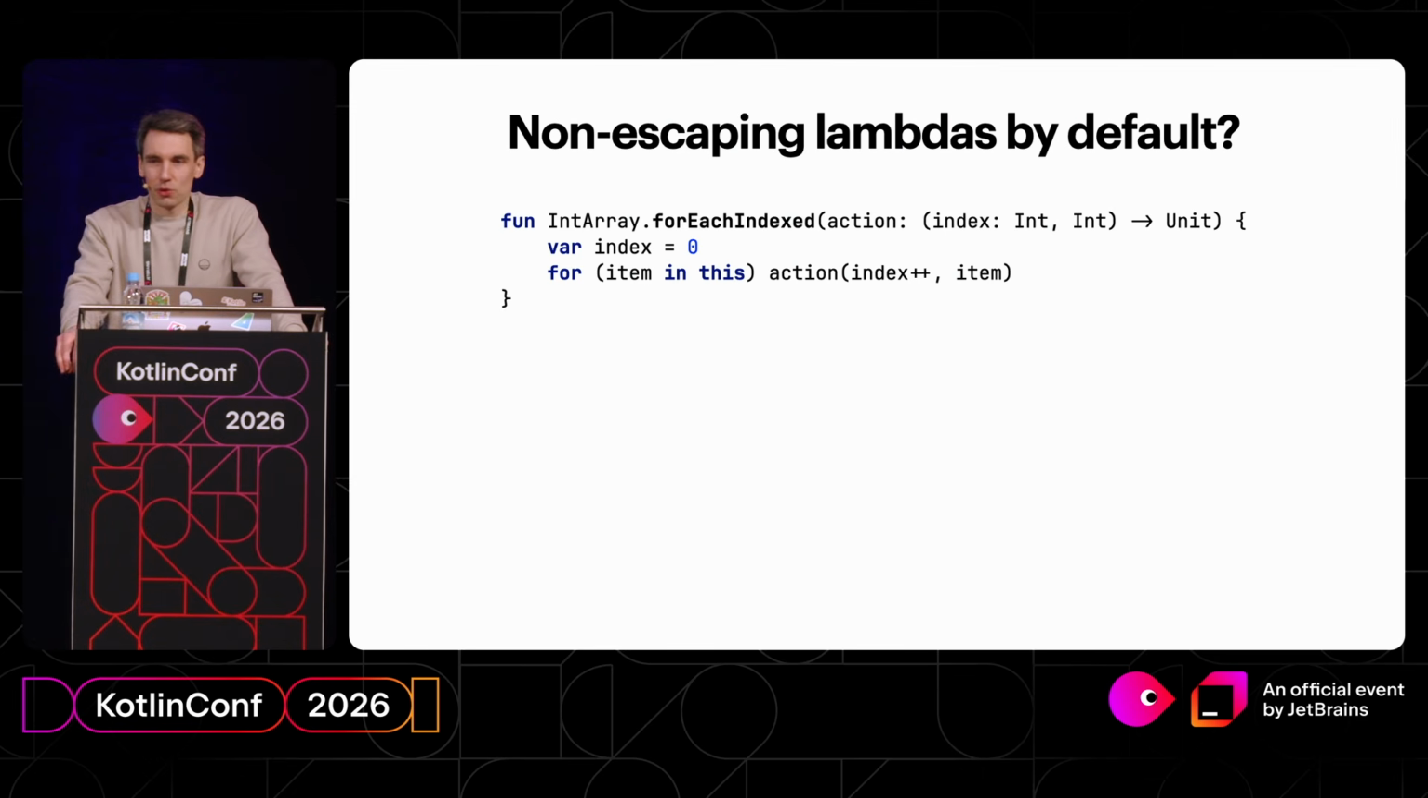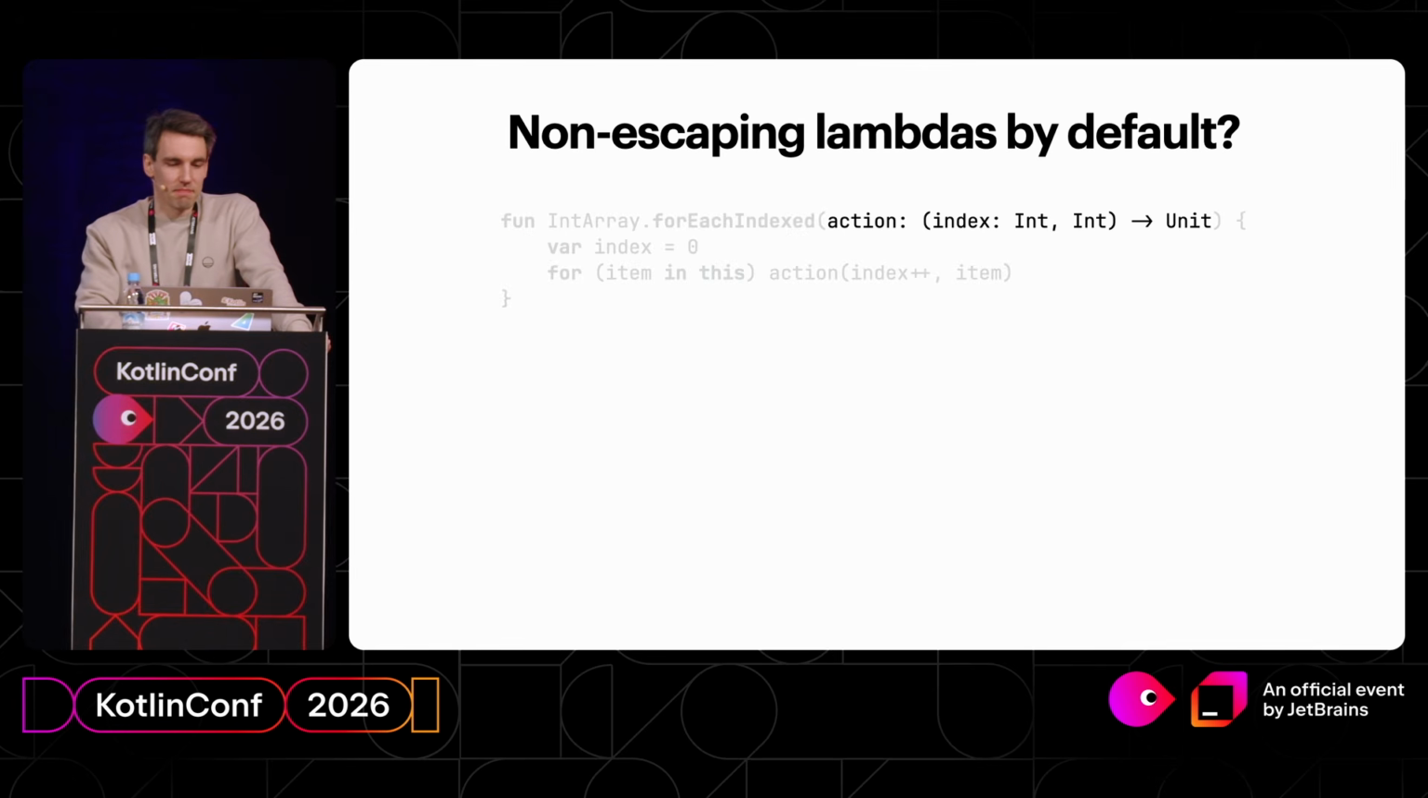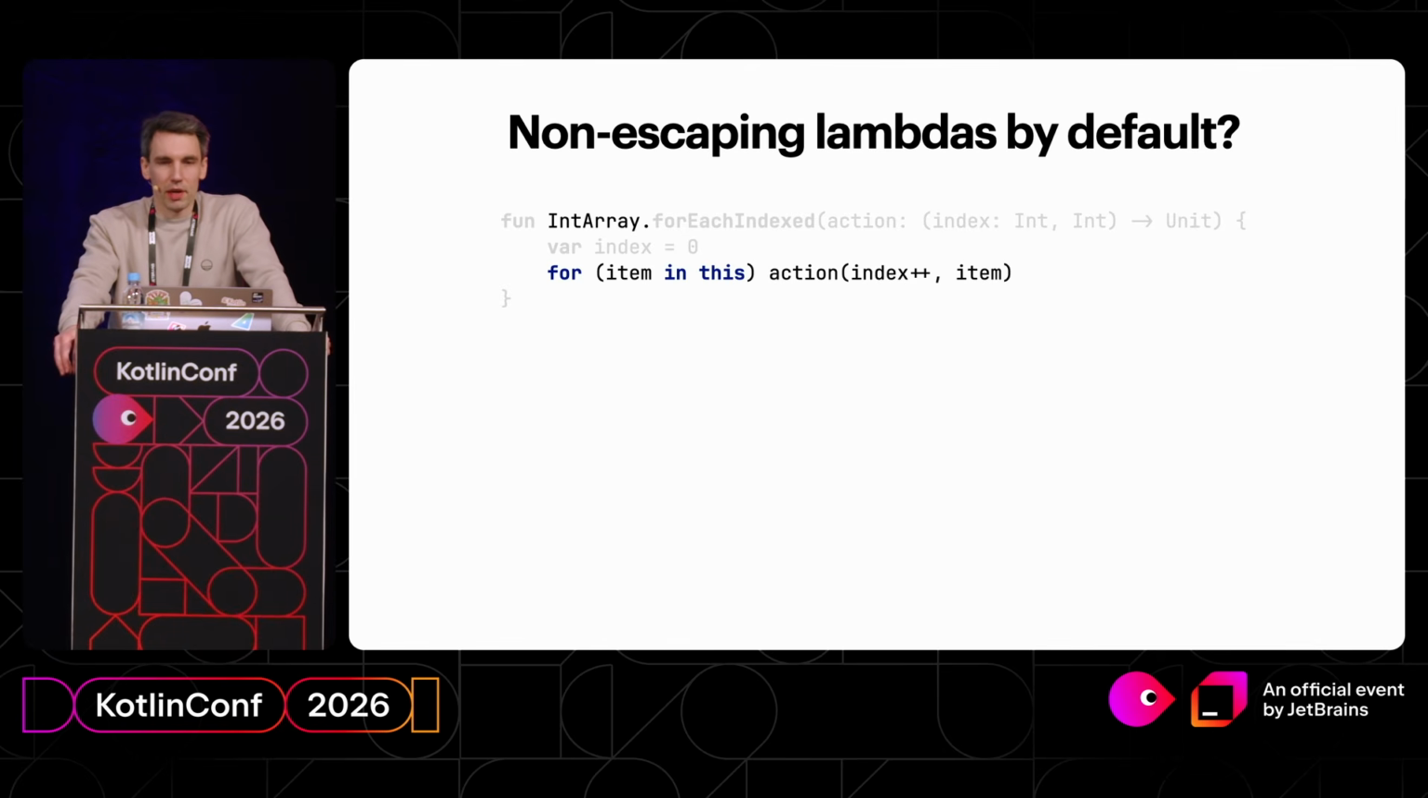I would love to start with this example. It might not be the easiest one, but I'll try my best to explain it. Here we have a function forEachIndex. What happens is that we have a lambda, a function that takes an index parameter. And we have an int array, and we simply iterate through this array and invoke this function on every element.